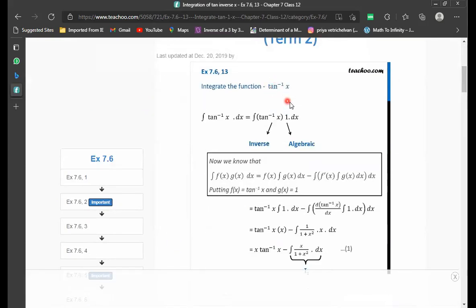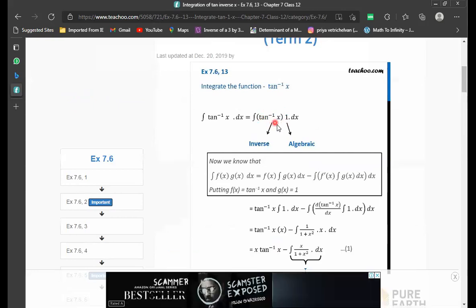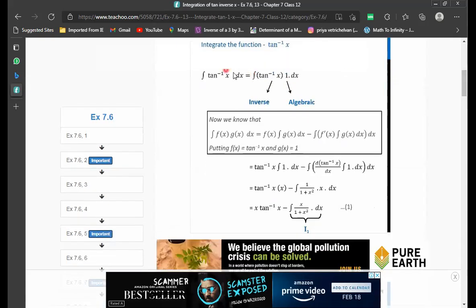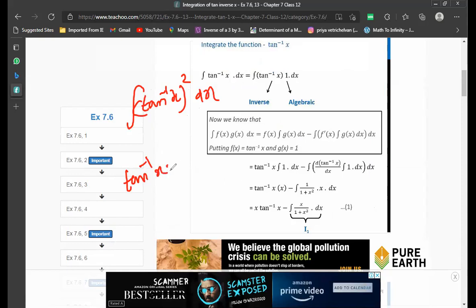Again, tan inverse of x. They just wrote tan inverse of x as tan inverse of x into 1. They're assuming 1 as the algebraic and tan inverse of x as the inverse. In case you find tan inverse of x the whole square, again you will go for the substitution method. You will assume tan inverse of x as theta, and you will differentiate both sides. You will do dx by d theta and all that.